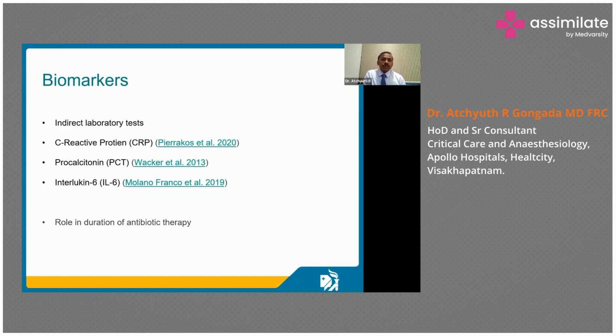So to know if there is an infection or not, obviously there is history and examination. We need to do the history and examination, which carries major importance in suspecting an infection in a particular patient. And the other biomarkers would also help, like C-reactive protein, procalcitonin, interleukin-6.